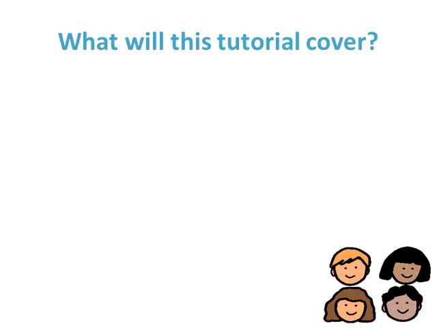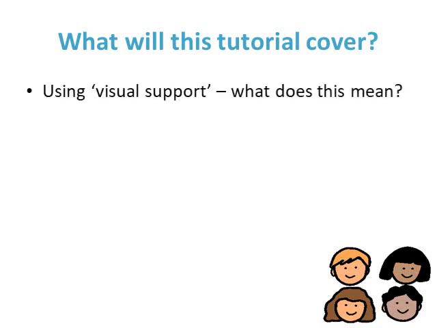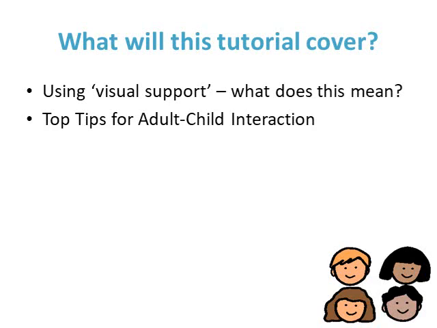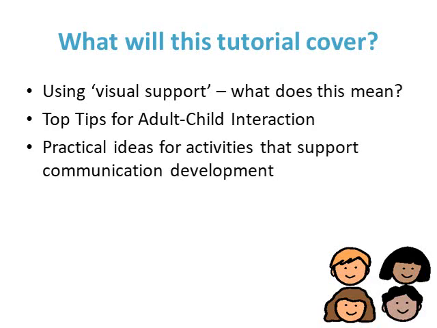In this tutorial, we're going to cover some of the simple things you can do to support children with speech and language needs in your early years setting. This will fall into three main sections: using visual support, adult-child interaction strategies, and using everyday activities to support communication development. And actually, these strategies will be supportive to all children in your setting, whatever their level of ability.